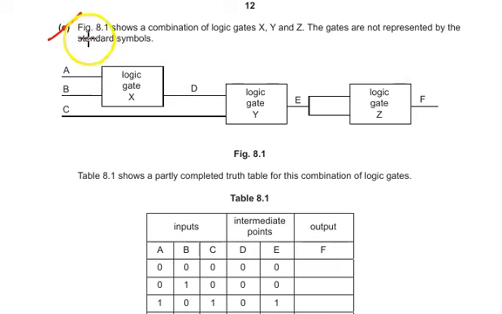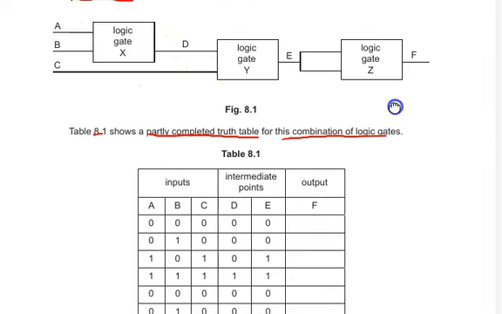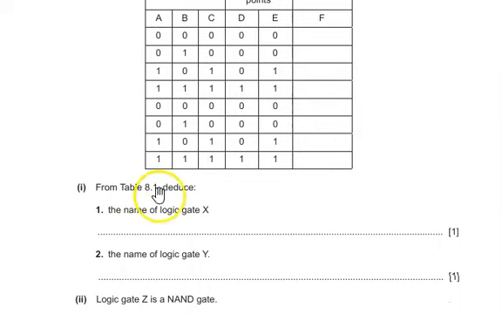Okay, for C, Table 8.1 shows a combination of logic gates X, Y, Z. The gates are not represented by standard symbols. So Table 8.1 shows a partly completed truth table for this combination of logic gates. Okay, so now what is the question? From Table 8.1, deduce the names of logic gates X and Y.